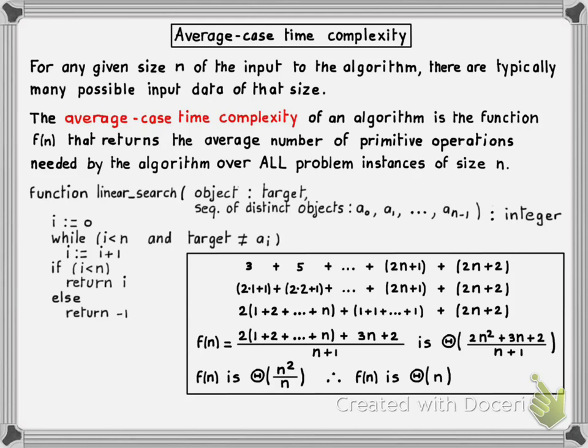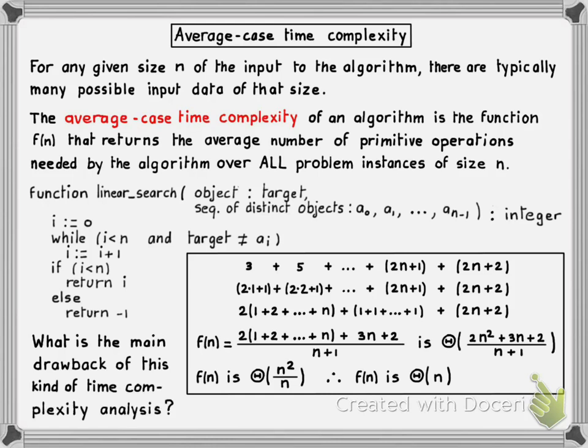Now, stepping away from this particular example of an algorithm, let's think about the average case time complexity. How useful is it? And also, what is the main drawback of this kind of time complexity analysis? Well, the main drawback, besides the fact that it's much more complicated and much more mathematically involved than the other two types of time complexities we've talked about so far, is that the only way you can perform such an analysis is by making assumptions that I haven't made explicit yet. So let me tell you what I mean.